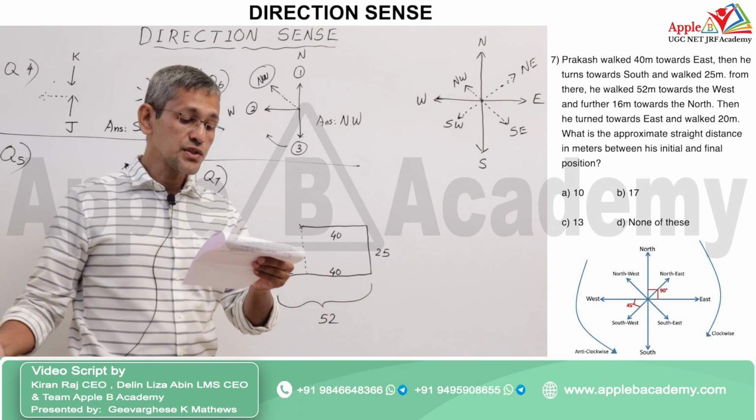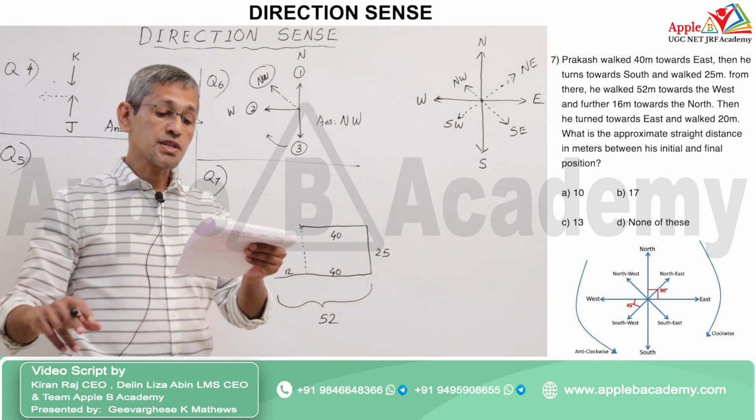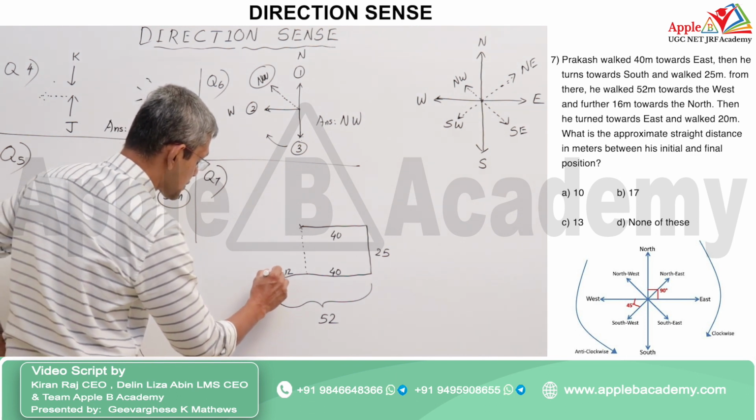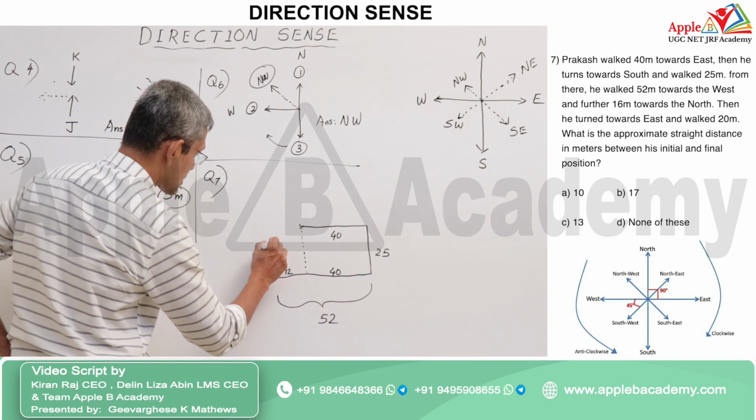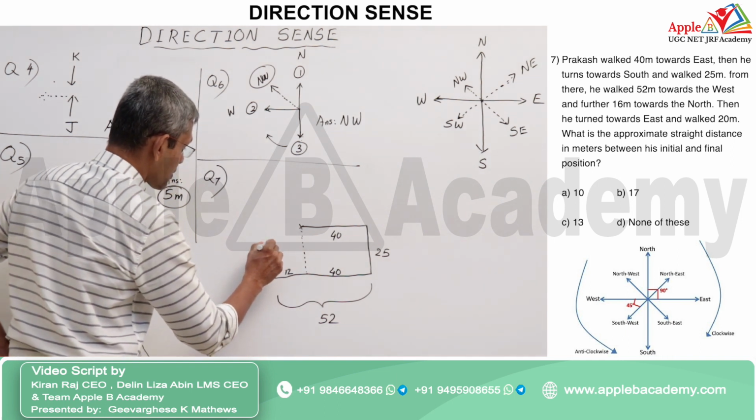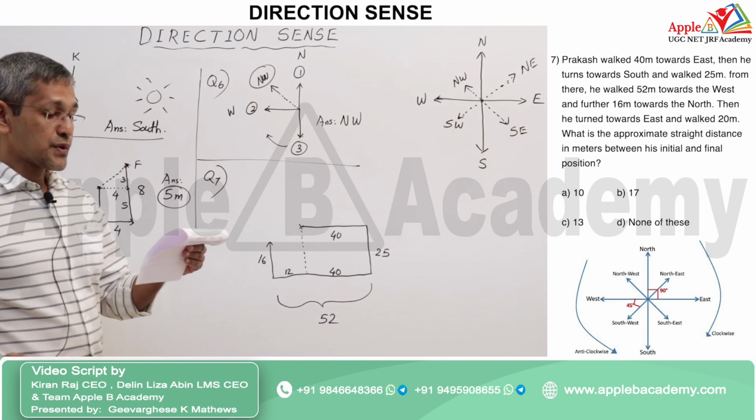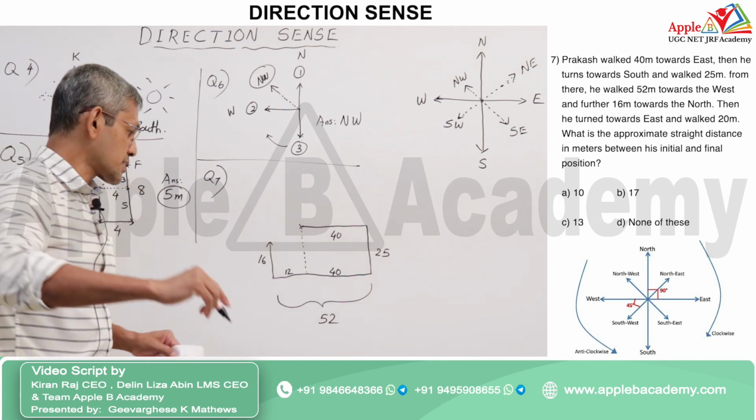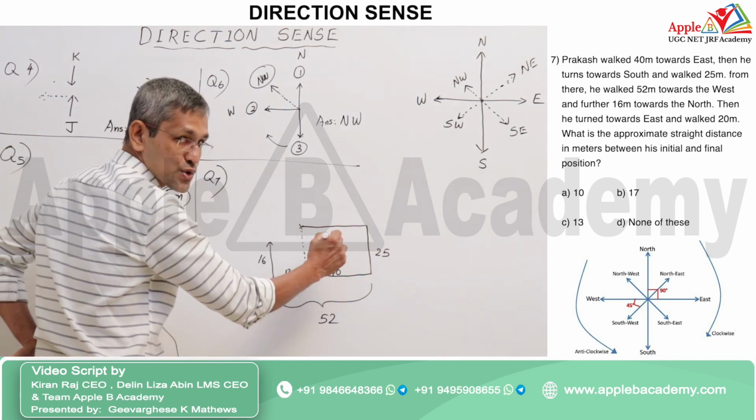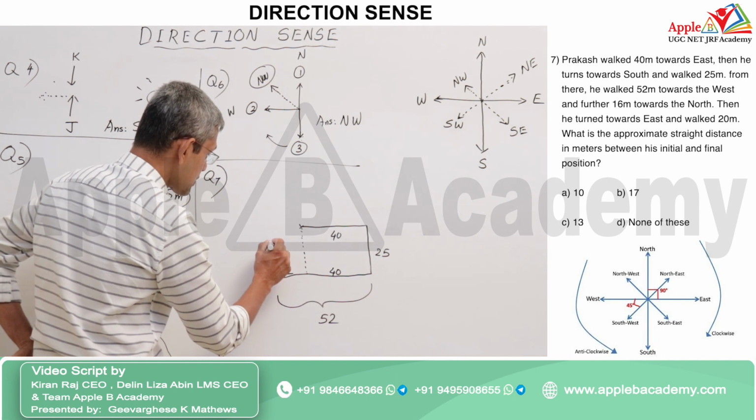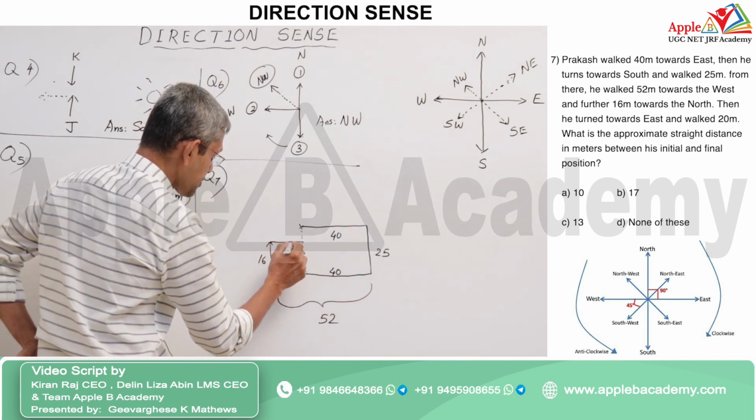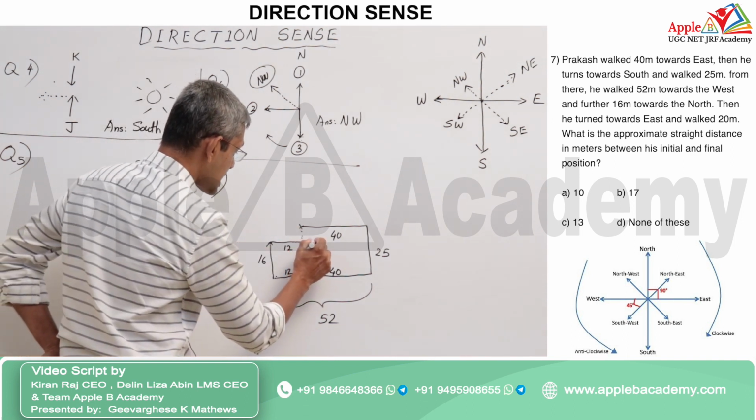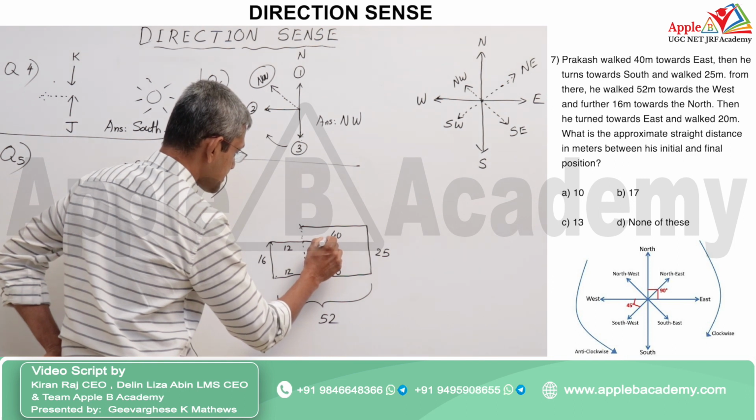Okay, so he walked 52 meters towards the west and further 16 meters towards north. So from this point, 16 meters towards north. So this is 16 meters. And from that point, what happens? Then he turned towards east and walked 20 meters. He walked towards east, and by the time he reached this point, this is 12. Total must be 20, correct? So the balance must be what? 8 more meters. So he reached here. So this is 8.